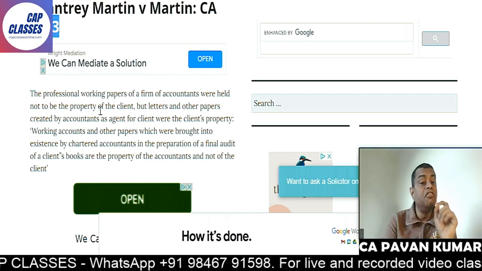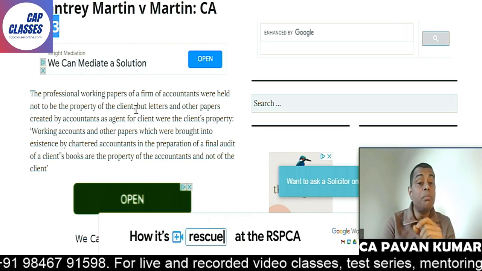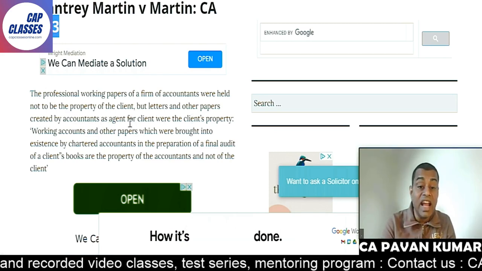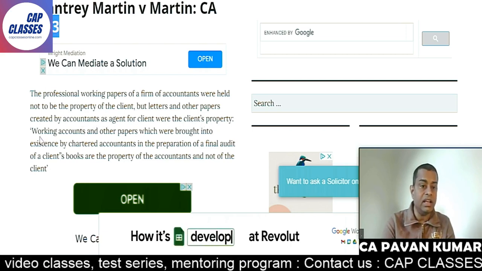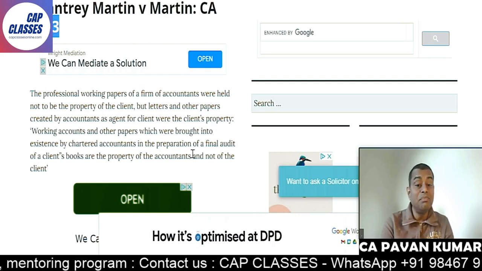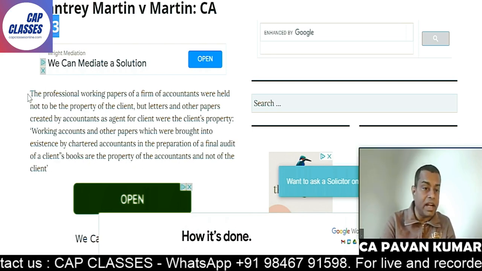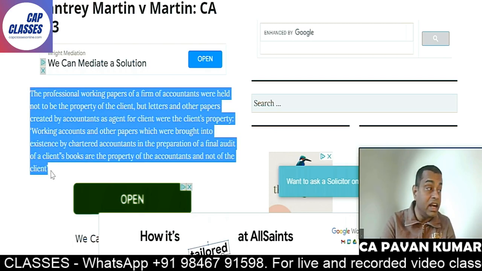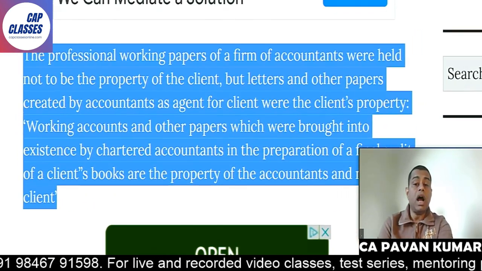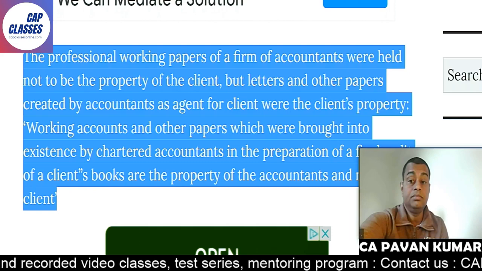The professional working papers of a firm of accountants were held not to be the property of the client, but letters and other papers created by accountants as agent for the client were the client's property. Working accounts and other papers which were brought into existence by chartered accountants in the preparation of a final audit of a client's books are the property of accountants and not of the client. So this is the decided case law. This is what we need to read and understand now. I want all of you to read the content highlighted on the screen once again. Read it very carefully. I'll explain what it is.